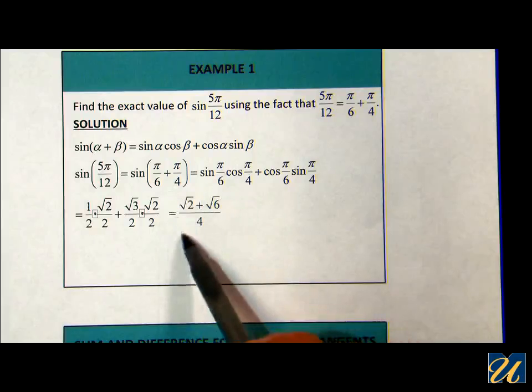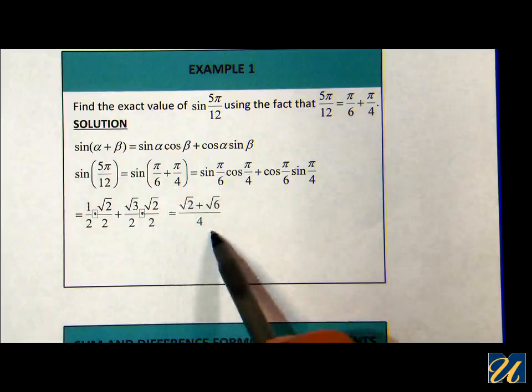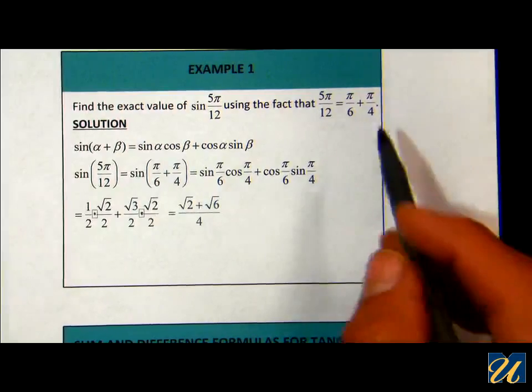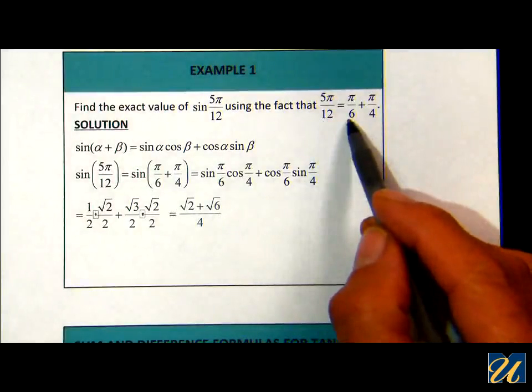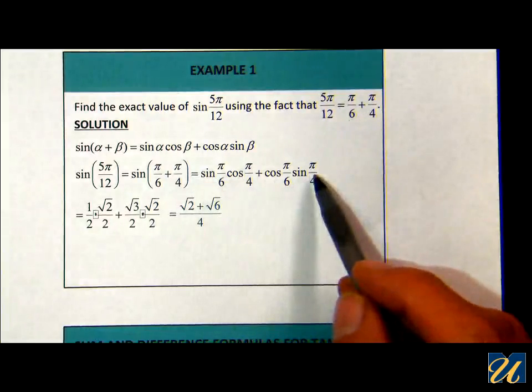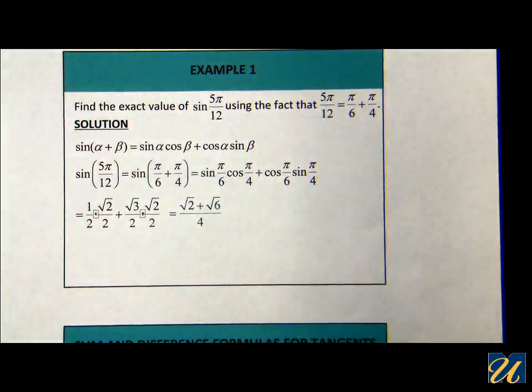So this represents the exact value of the sine of 5 pi over 12, where, notice, 5 pi over 12 is not a known angle. Yet, since we can represent the unknown angle as the sum of two known angles, this expansion formula allows us to calculate the exact value of the sine of the unknown angle.